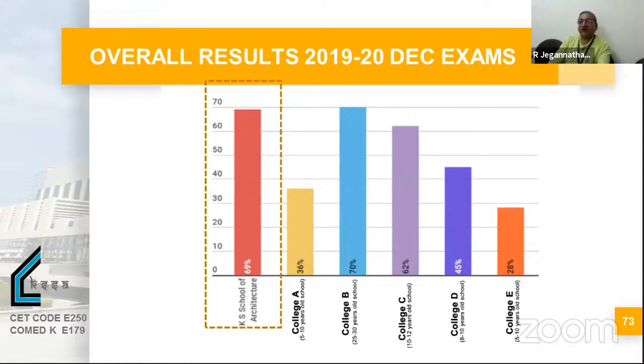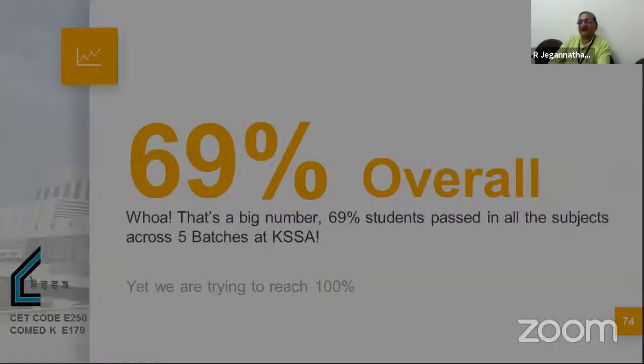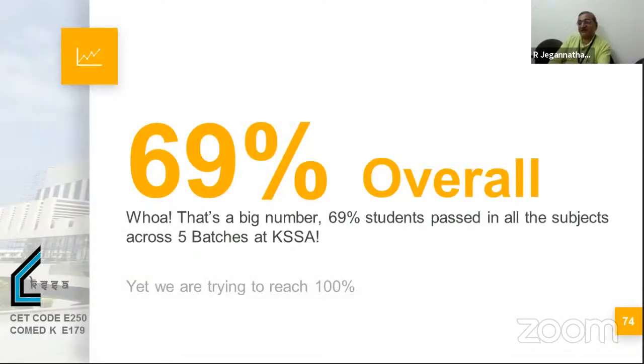In the overall comparison, our college stands at around 69% total pass, and the best colleges stand at around 70%. So we are almost comparable. However, we are not going to settle at this. We are working at trying to achieve 100% results so that our students are all learning the best. So our effort has always been towards giving the best without putting undue pressure on the students, making learning a pleasure. At the same time, the learning process is fully achieved.